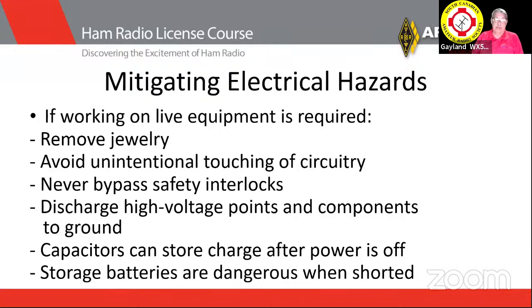Yeah, watch what you're doing. That's the important part here. Watch what you're doing. Don't put body parts where they don't belong. Don't bypass safety interlocks. They're there for a reason. Make sure you discharge high voltage points and components safely. Discharge them to ground before you work on them. Again, be mindful of capacitors. Their job is to store energy. Storage batteries, same thing. When you short them out, bad things happen.